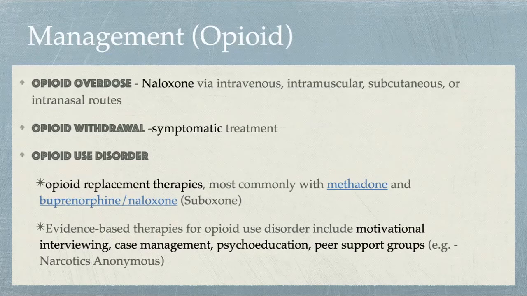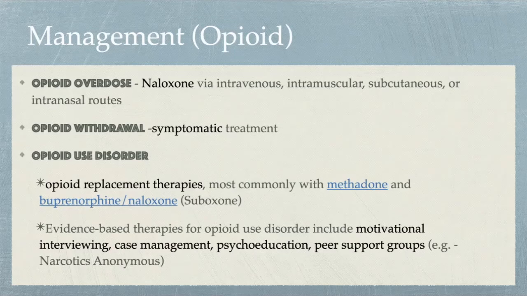Here, the major issue is opioid overdose, which is lethal. When a patient is suspected to have an opioid overdose, presenting with signs and symptoms of opioid overdose, we must give naloxone via intravenous, intramuscular, subcutaneous, or intranasal route, whichever is readily accessible at that moment, which is a life-saving treatment. For opioid withdrawal, we just give symptomatic treatment, because opioid withdrawal cannot result in death.